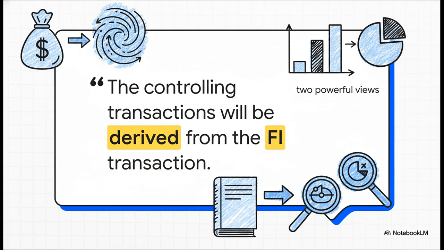You know, there's a quote from our source material that just nails this whole idea perfectly. It says, the controlling transactions are derived from the FI transaction. And that's the key takeaway. You're not doing double the work. These powerful management insights are born directly and automatically from the everyday financial postings you're already doing. It's one entry, two incredibly powerful views.